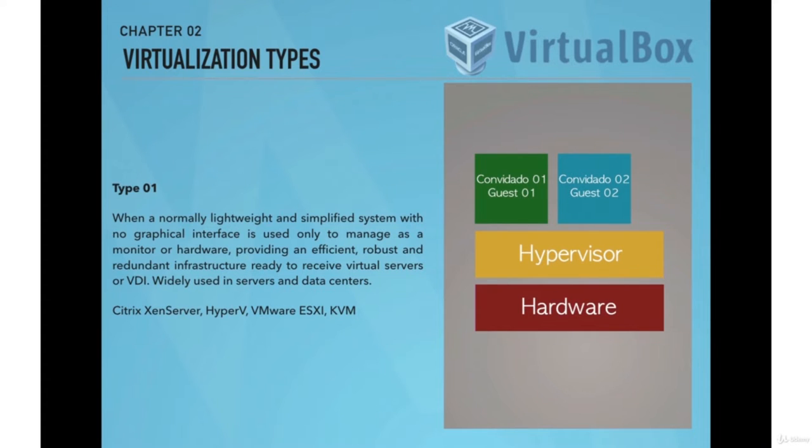Type 1 is when a normally lightweight and simplified system with no graphical interface is used only to manage the hardware as a monitor, providing an efficient, robust, and redundant infrastructure ready to receive virtual servers or VDI, widely used in servers and data centers. For example, Citrix XenServer, Hyper-V, VMware ESXi, and KVM, which you can see in the image on this side.